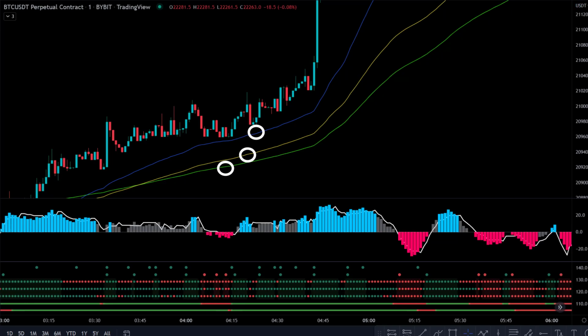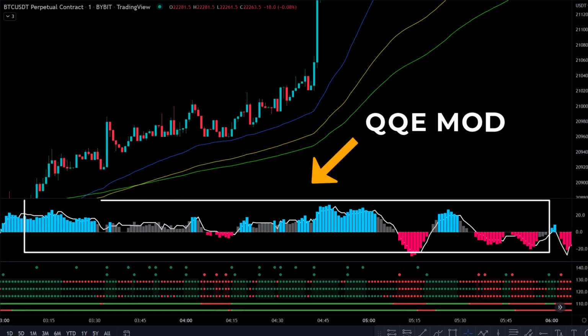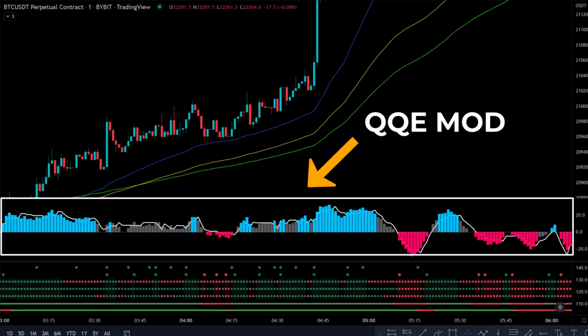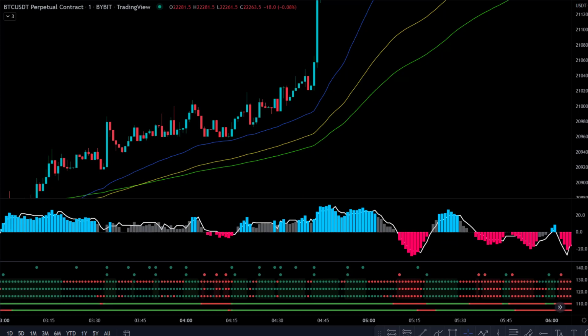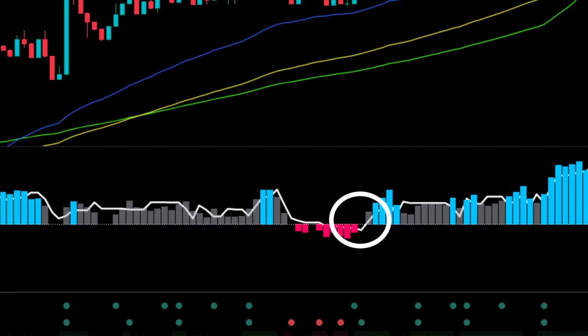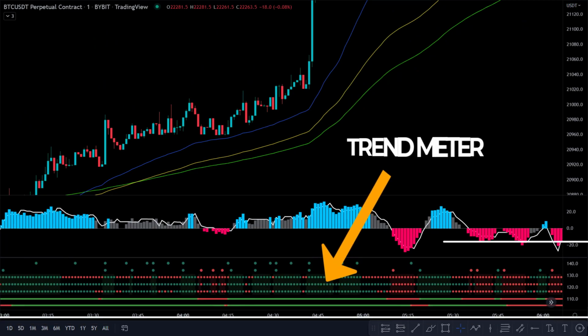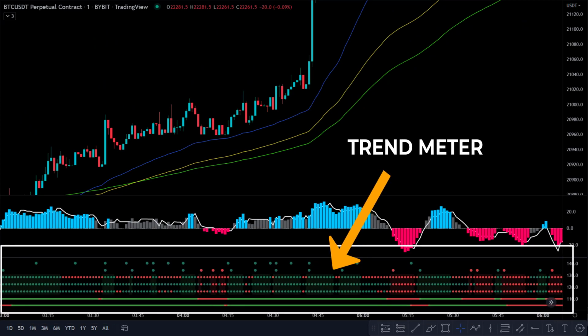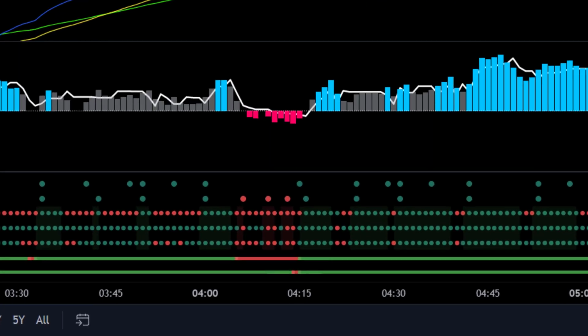Here we see all 3 EMAs moving well above each other, which means the market is generally trending up. So we can start looking at the other 2 indicators. We'll start with the QQE mod. We want to see that this indicator displays a blue bar chart after first being red. Here we see that the red bar is swapping to a blue bar. This means that the buying pressure is increasing even higher, and all we have to do is look at the trend meter indicator. The trend meter indicator consists of 5 different lines.